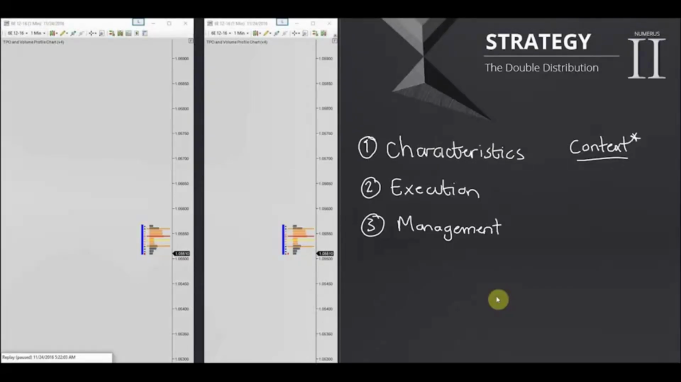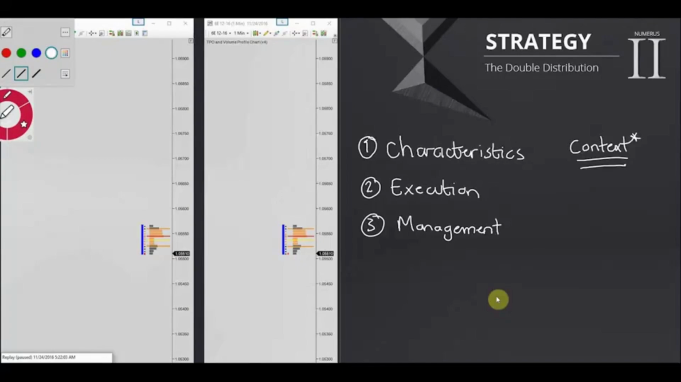Welcome to the replay series again, this time for strategy 2, which will be the double distribution strategy. Again, just a few things to point out before we actually go through the strategy. Don't forget that first and foremost, we have to develop context.